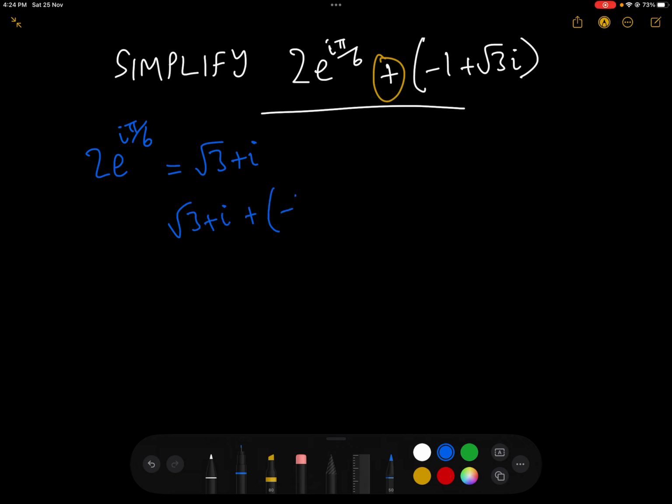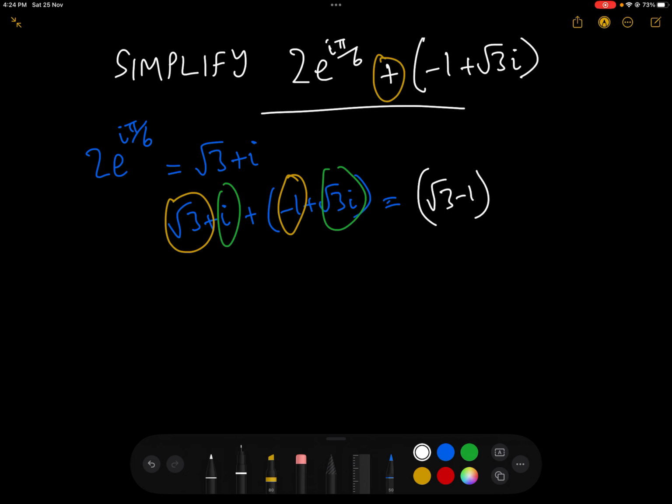So all we need to do now, adding the two numbers together, is root 3 plus i add minus 1 add root 3i equals, adding the reals and adding the imaginaries, gives us root 3 minus 1 plus i times 1 plus root 3. Et voila, we solved the question.